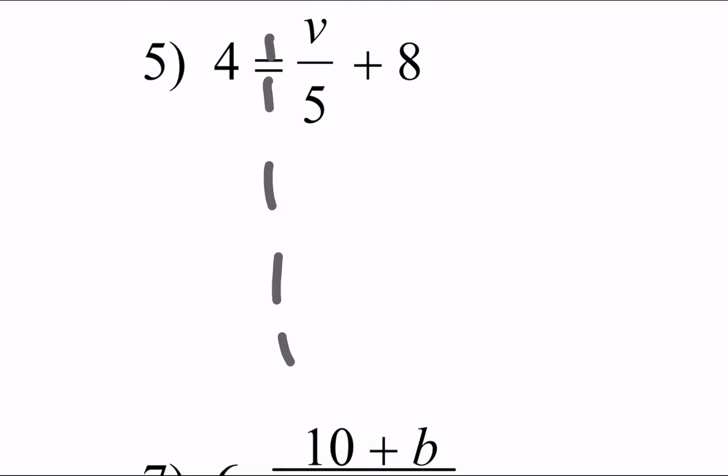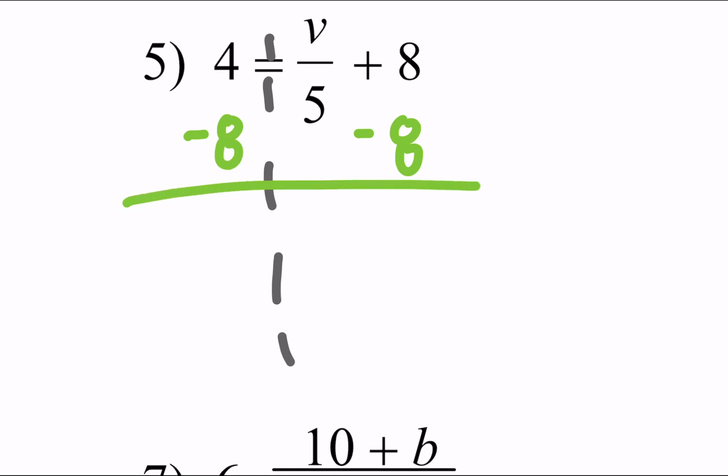So here we have 4 equals v over 5 plus 8. The first thing we want to do is get rid of any adding or subtracting on the side of our variable. Right now we are adding 8. So we're going to do the opposite. Let's subtract 8 on both sides. These 8s with the variable cancel. We're left with v over 5.